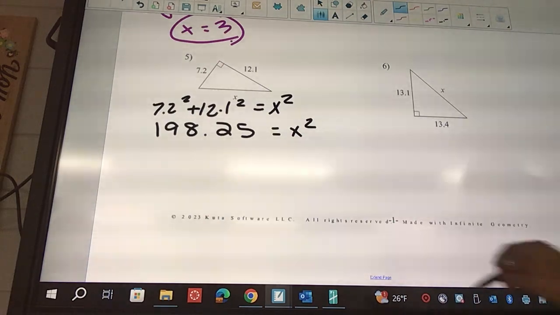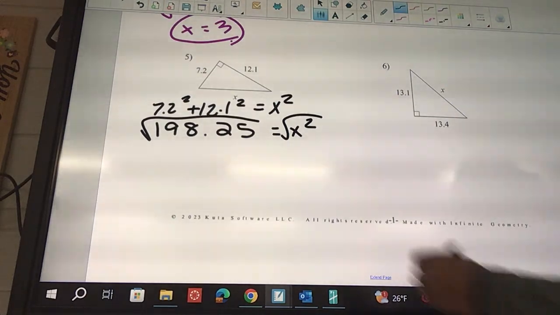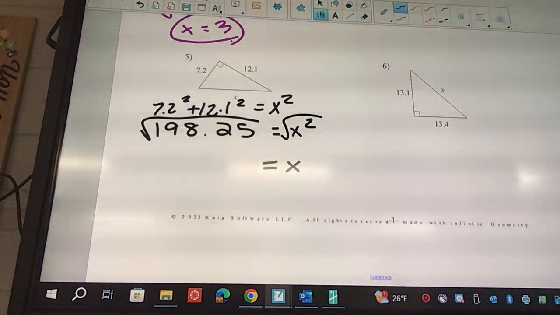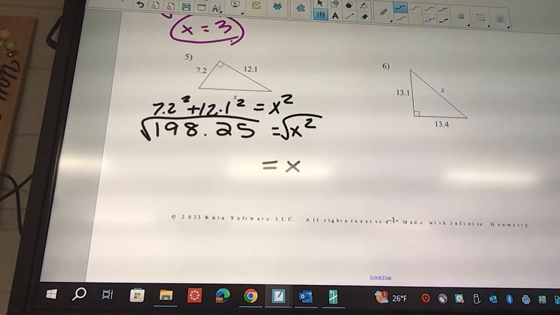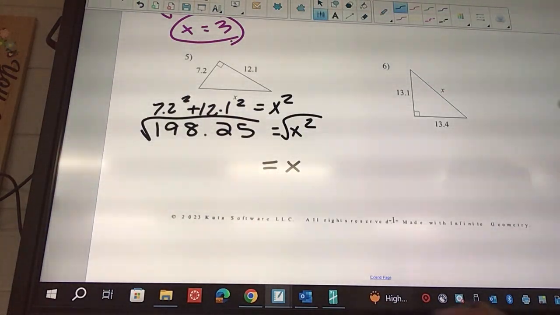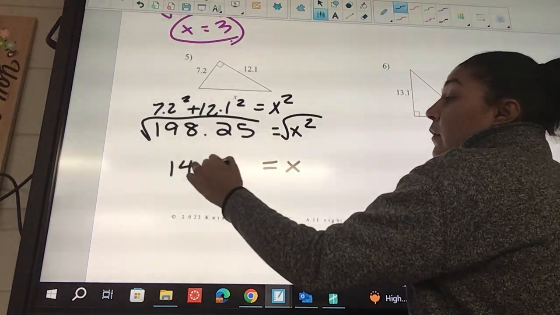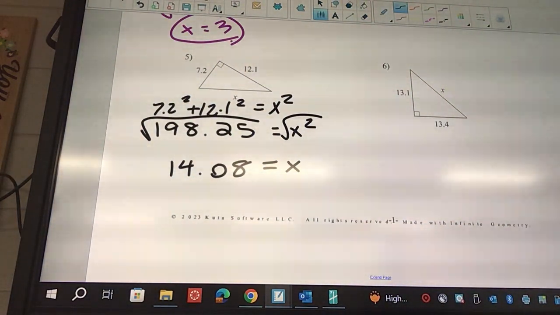Now the same as we did before, you're going to square root both sides. And what is that answer? Let's go, get to typing. You guys are making this take all day. There's 32 questions and we're on number 3. I got 14.1. What'd you get, 14.08? Okay, that's fine. Leave it at 14.1.